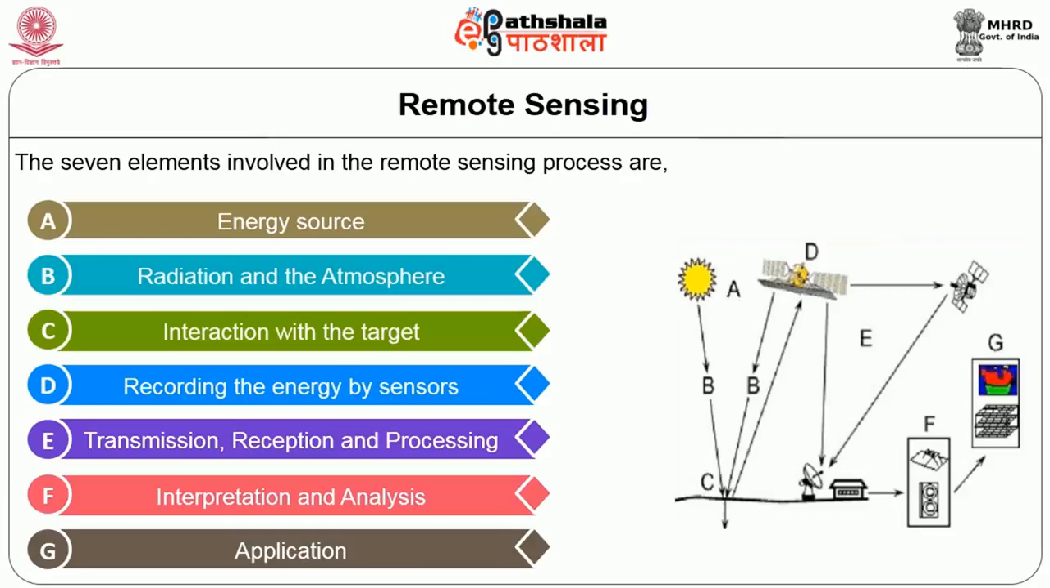There are totally 7 elements, I should say. The first one is energy sources, the second one is radiation and the atmosphere, the third one is interaction with the target, the fourth one is recording the energy by the sensor, the fifth one is transmission, reception and processing, the sixth one is interpretation and analysis, and the seventh one is how to apply, that is application.